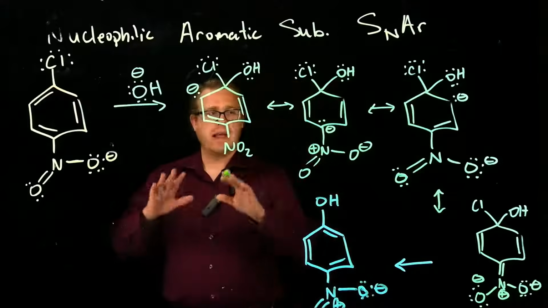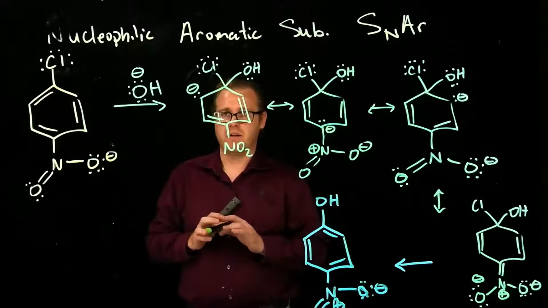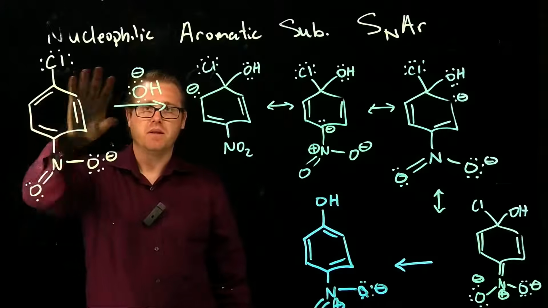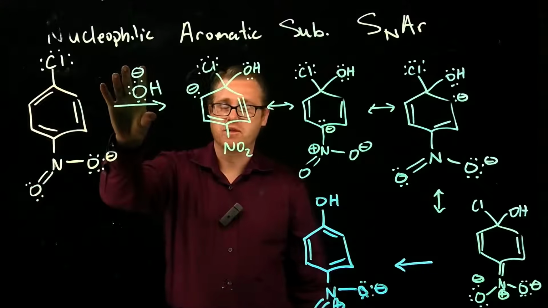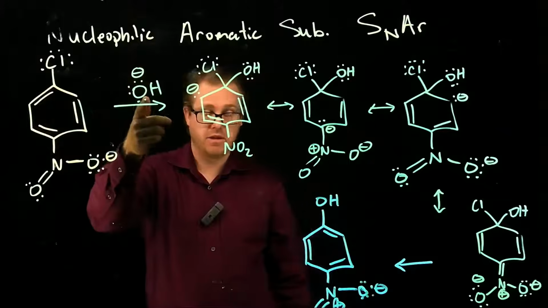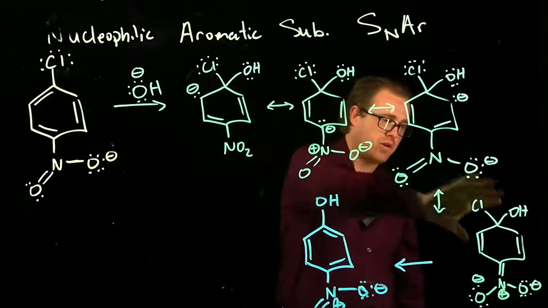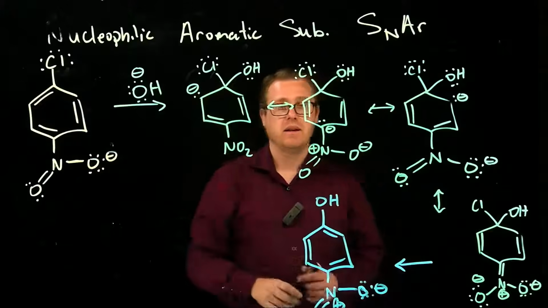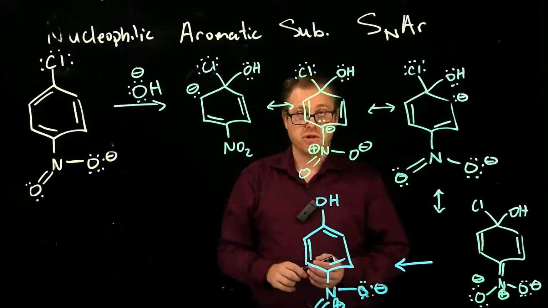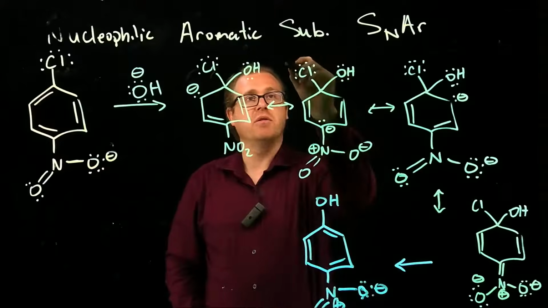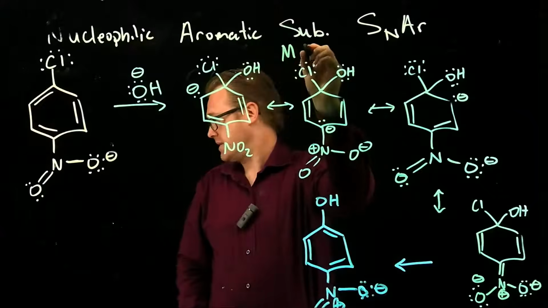Now when we look at this mechanism here, let me explain what's going on. Here's our starting material, and we're going to react it with our sodium hydroxide, represented with just OH. Everything here in green is resonance structures, but these resonance structures have a name called the Meisenheimer complex.